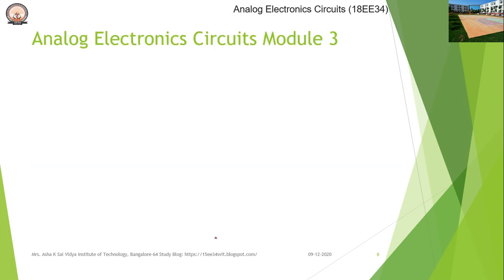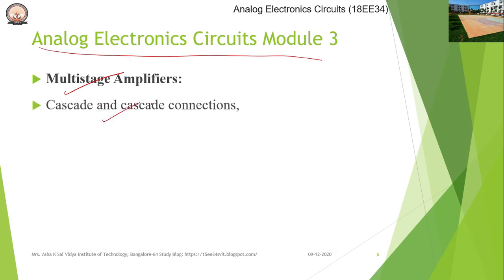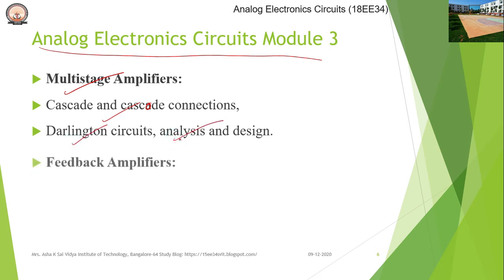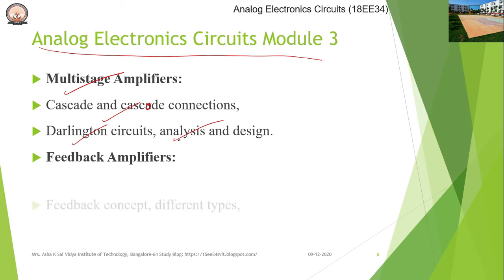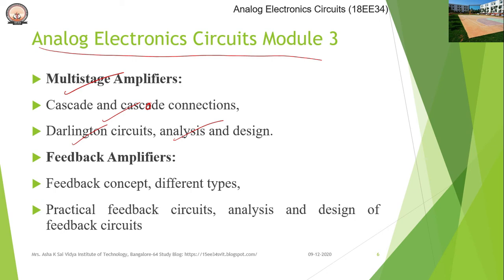In module 3, that is multi-stage amplifiers, we have the first concept cascade and cascode connections, and we have Darlington circuits, analysis and design of Darlington circuits. In feedback amplifiers, we have positive feedback and negative feedback, and also the feedback circuits based upon the sampling circuit and the mixing circuit used. We have voltage series, voltage shunt, current series and current shunt feedback amplifiers.